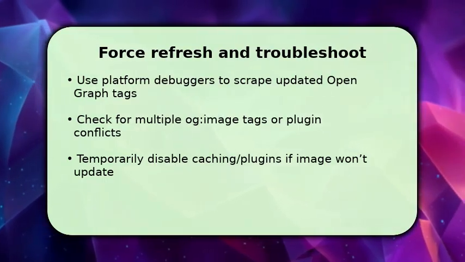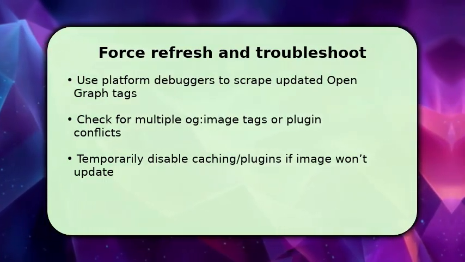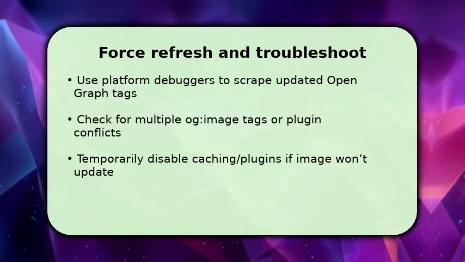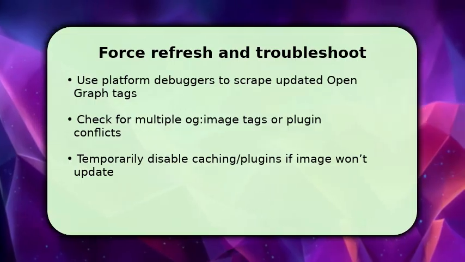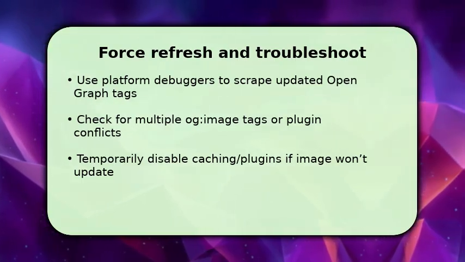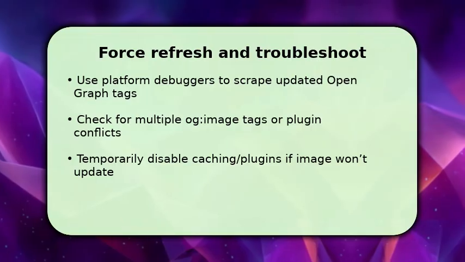Paste the URL into Facebook's or Twitter's debugger and request a fresh scrape. This clears the cached preview. If the wrong image persists, inspect your page source for duplicate OG image tags. Multiple tags or conflicting plugins cause instability.